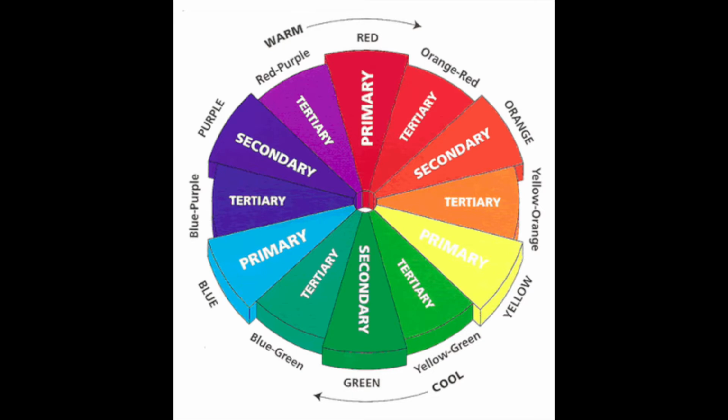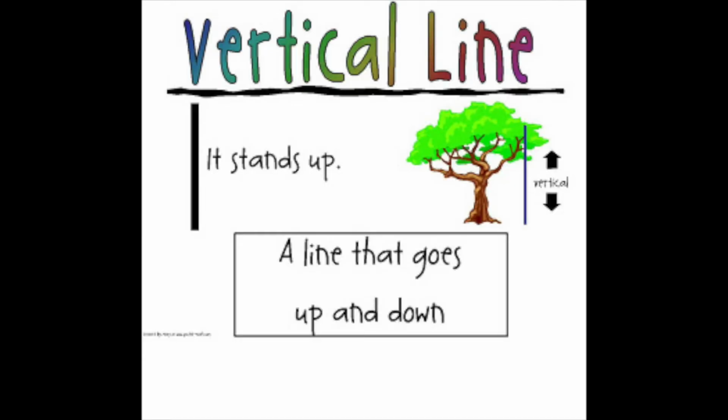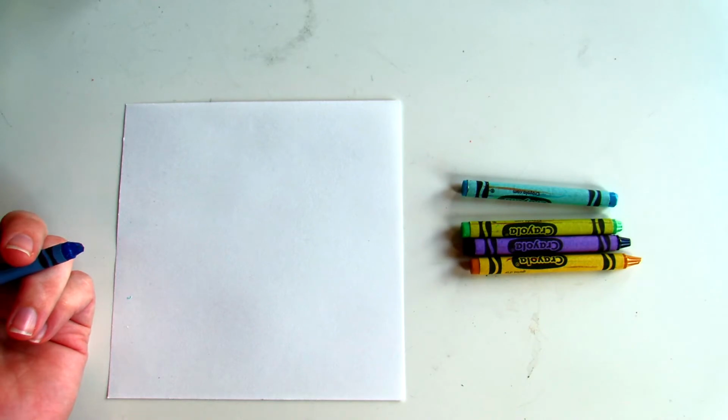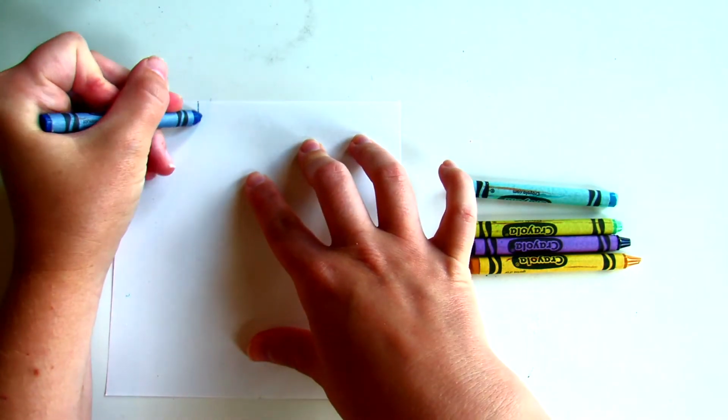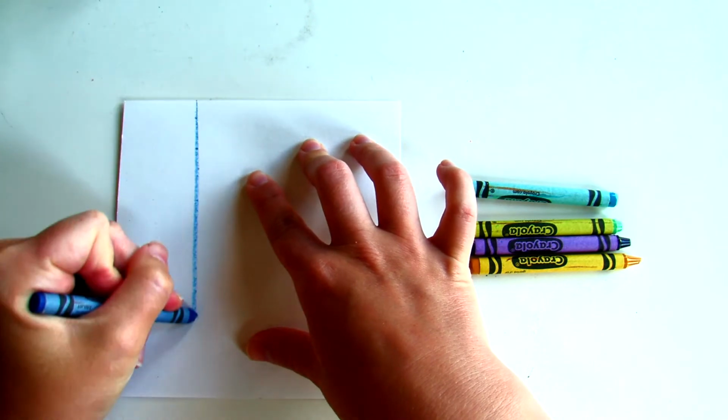When we start, we're going to be picking one color to draw some basic lines to begin. When we watched the line video, we saw examples of all different kinds of lines. One of those lines was a vertical line. A vertical line goes up and down. Start by drawing a vertical line on your paper with any color. Make sure it goes all the way from the top of your paper all the way down to the bottom.